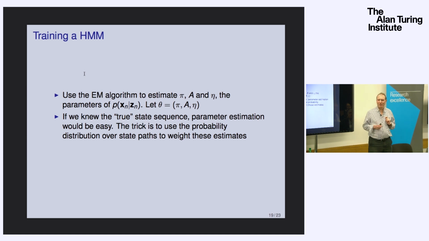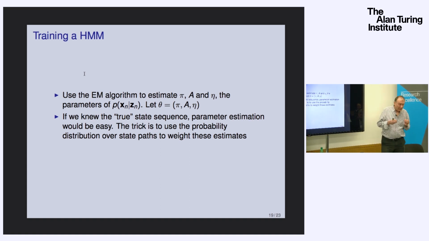Who has heard, please put your hand up if you've heard of the EM or expectation maximization algorithm. Okay, certainly some of you. Great. So the point is that the EM algorithm is used for when we've got hidden variables or latent variables. Of course, in the hidden Markov model, we've got these latent Zs. So a natural way to try and learn such a model, or estimate its parameters, is to run something like EM.